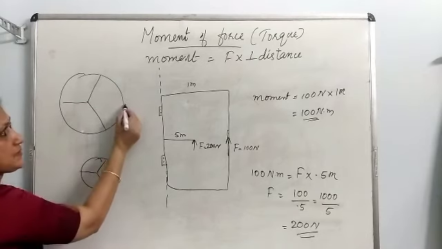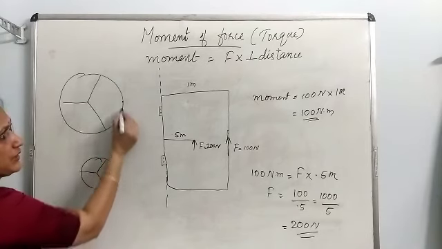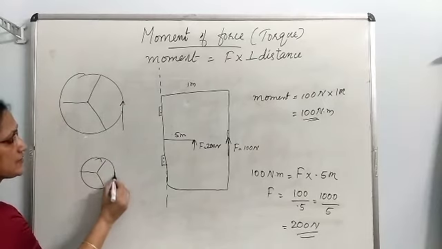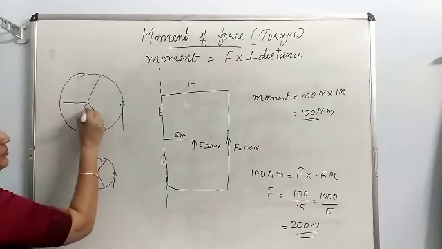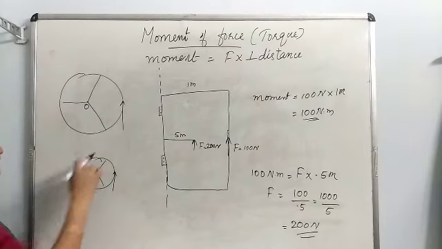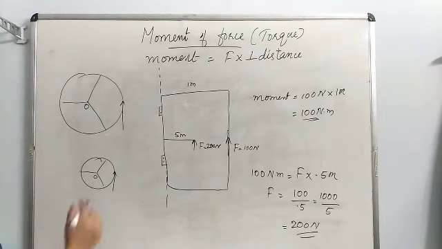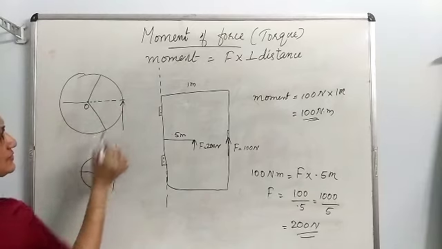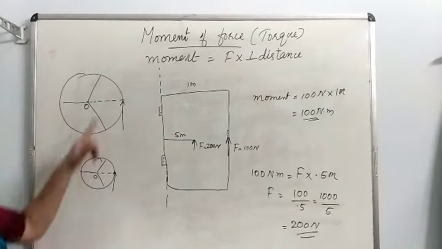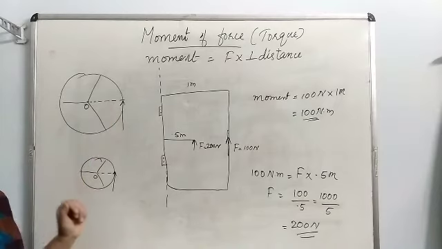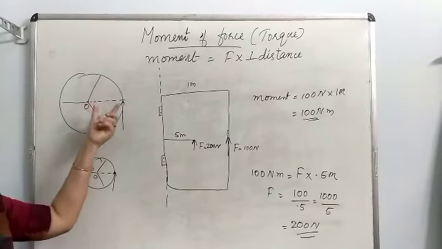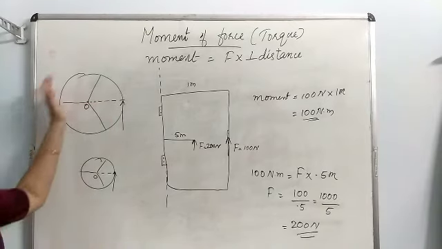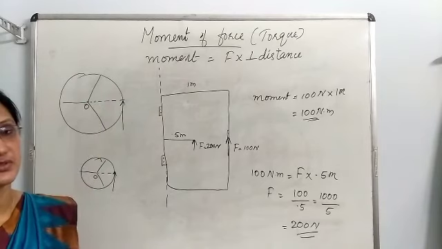Imagine the driver keeps his hand at this point to apply the force, in this case here, and turning point. These are the turning points. Okay, so in this case, see the perpendicular distance is more. More the perpendicular distance, less will be the force required. So in heavy vehicles, steering wheels of bigger diameter are used.